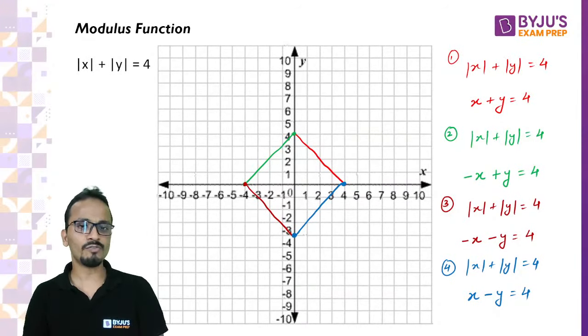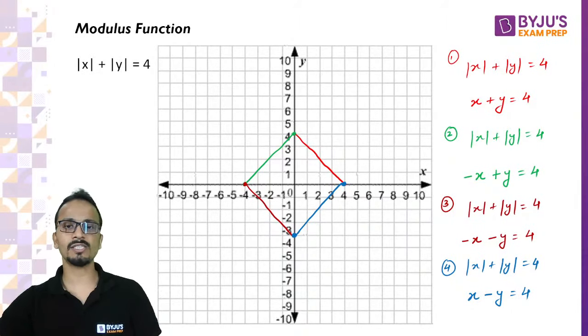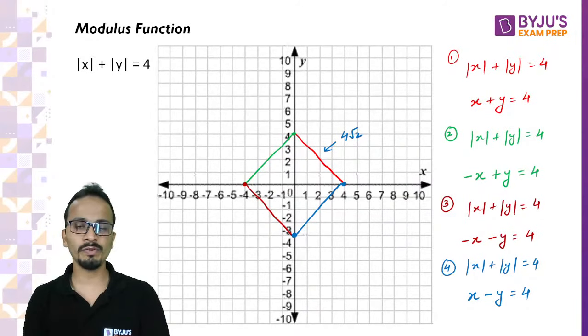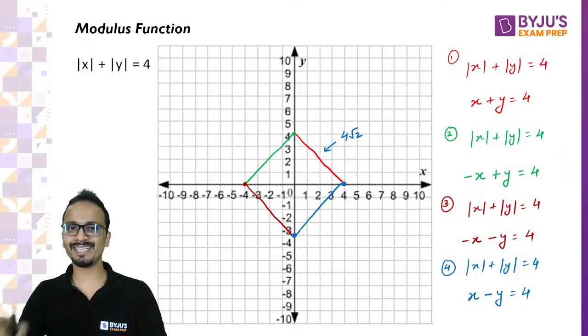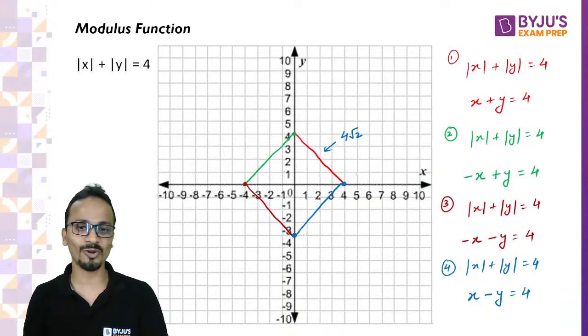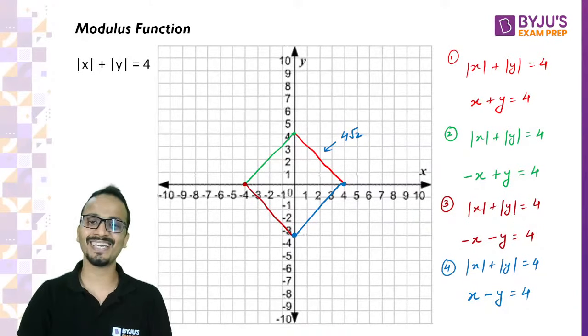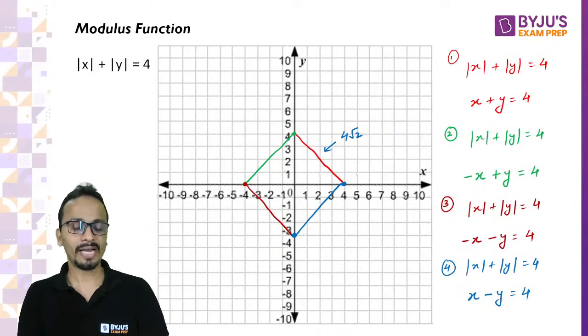Vicky, this is not a 4 cross 4 square, though this is a square, but this length will be 4 under root 2. Okay, this length will be 4 under root 2. This length is not 4, this is 4 under root 2. Okay, please take care of this thing, right?